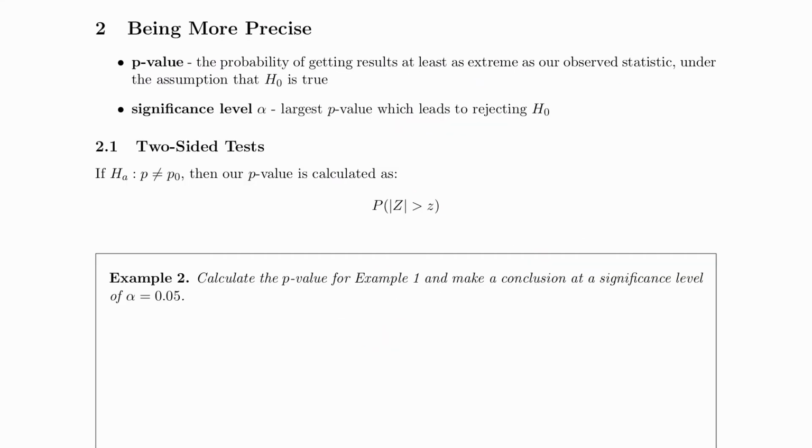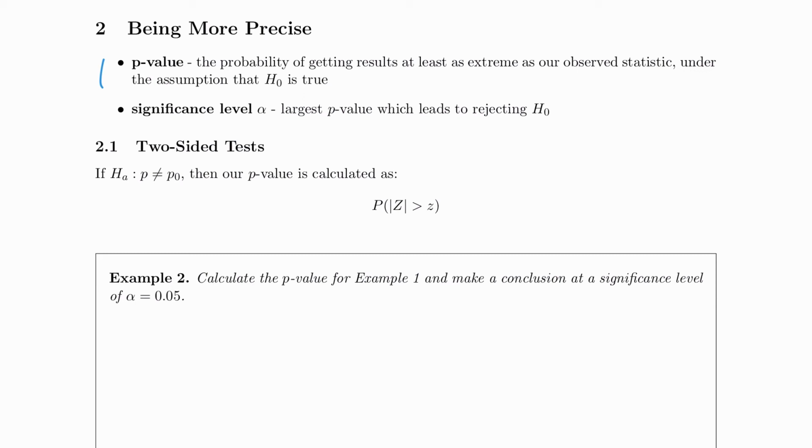We'd like to be a bit more precise about this and not just talk about how extreme z is in a vague sense, but also be able to quantify just how extreme is extreme and define a decision boundary for deciding to reject or not reject the null hypothesis. So first we have a p-value, which represents the probability associated with the z-score we just computed under the assumption that the null hypothesis is true. The way I have written it here, it is the probability of obtaining results as extreme or more extreme than our observed p-hat, assuming the null hypothesis to be true.